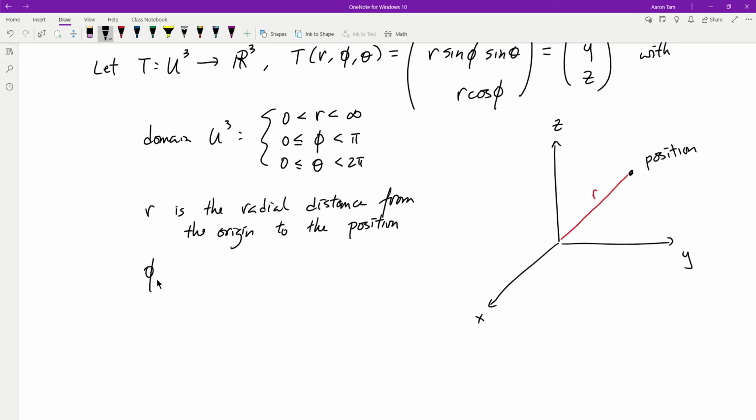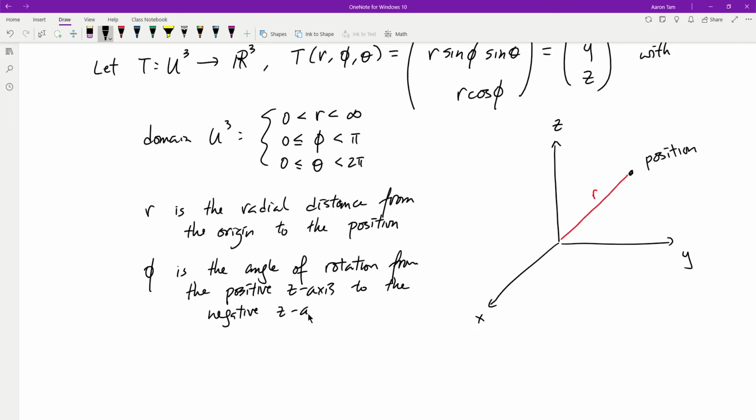Then what is phi? Phi is basically the angle of rotation from the positive z-axis to the negative z-axis. So it basically rotates from top to bottom. In this case, the angle of rotation will go from the z-axis, rotate down to this R line. And that's what phi is.